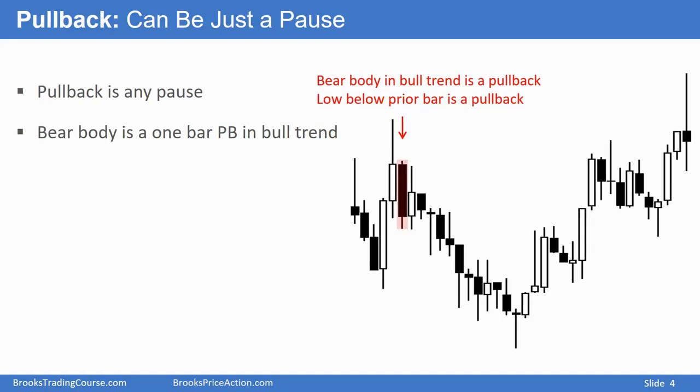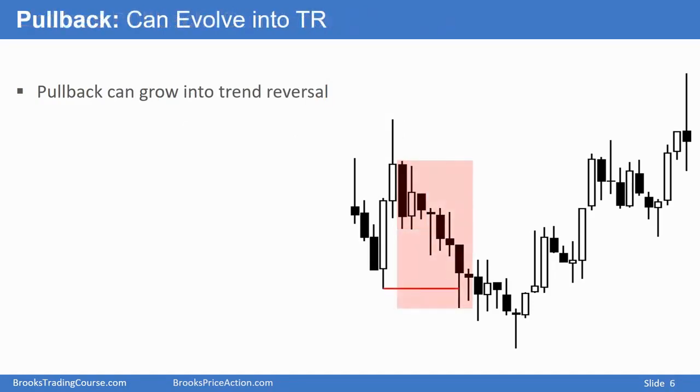A pullback can grow. It can grow into a trend reversal. You can see we broke below the bottom of the bull breakout. Once it breaks below a major low like this, traders stop using the term bull trend and say that it's either in a trading range or in a bear trend.